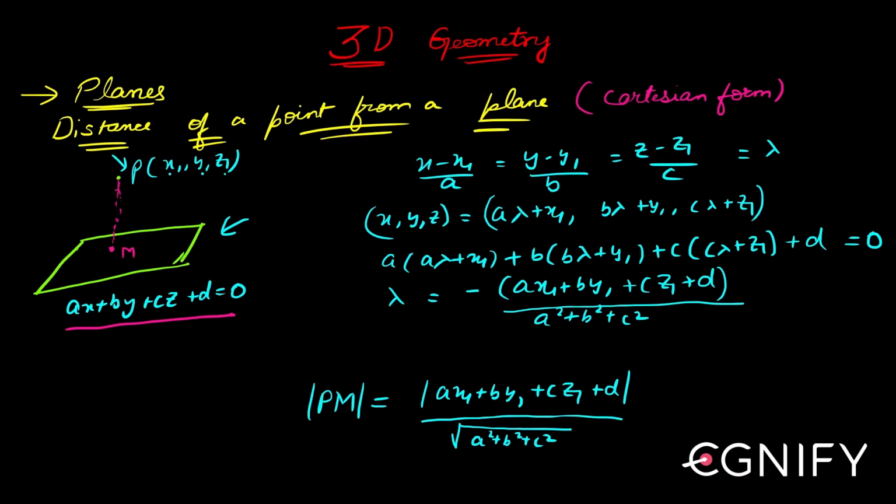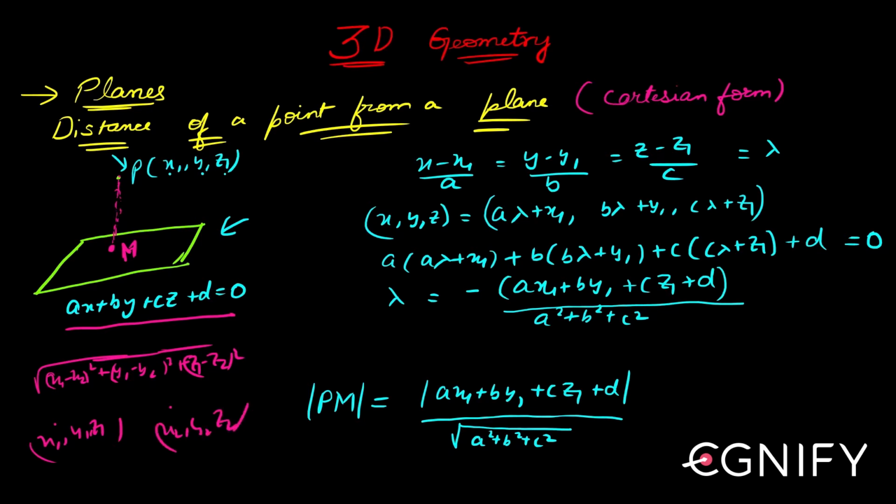So what I will do is, I will once again use the same concept. If I can get the coordinates of this foot of the perpendicular M, then I will use the distance formula between 2 points. So basically this formula: square root of (x1 - x2)² + (y1 - y2)² + (z1 - z2)². I hope you know this formula already, for 2 points having coordinates x1, y1, z1 and x2, y2, z2. So this is how you find the distance between them.